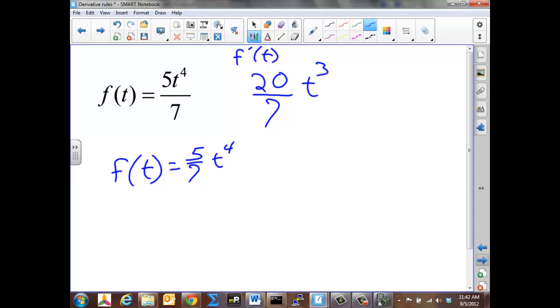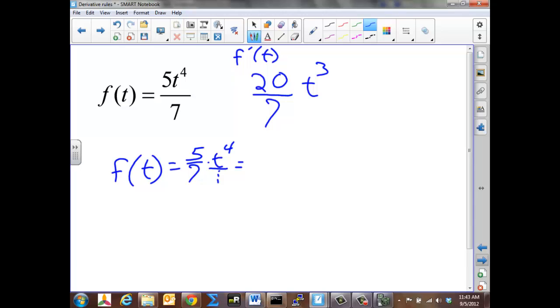But wouldn't the t still have to be over 7? Why does the t not still have to be over 7? Why is that the same? Okay, if we're going to multiply these two things, we'd multiply the top times the top. 5 times t to the 4 would give me 5t to the 4th. 7 times 1 would give me the 7. So I've got to have a 7 either in that fraction or that one. Either way, when I multiply it back together, I get the 7 up there. If I put a 7 here, 7 times 7 would give me 49 back up there. Does that make sense?